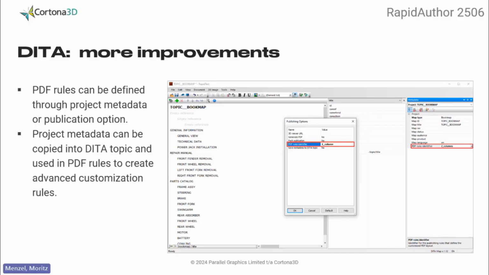Rules defined in the publication options are applicable to all projects of the current DITA specification. These have a lower priority. In this picture, we have defined a one-column layout in the publication options. So in our example here, the project displayed will be published as a two-column PDF document as the project metadata has priority.